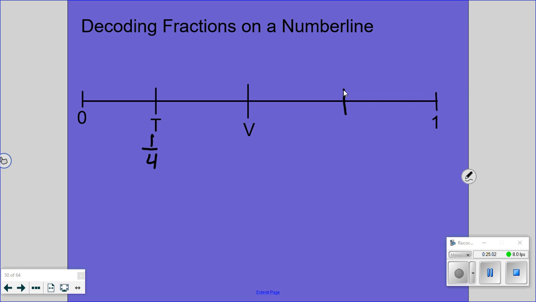What's V worth? I went 2 jumps. It's going to be worth 2 1/4 pieces. 2/4. That makes sense? Yes. So far, so good?